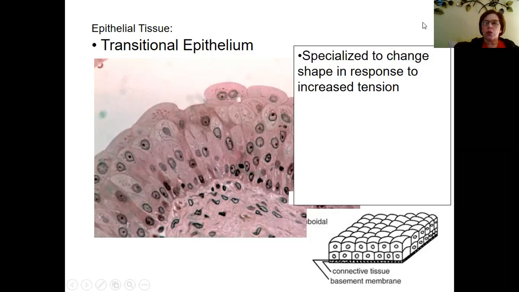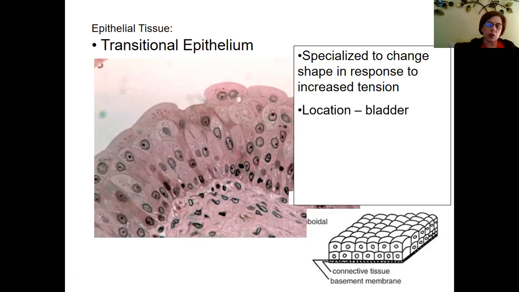So the whole thing with transitional is it's specialized to change shape in response to increased tension. Well, where does our tension change? In our bladder.